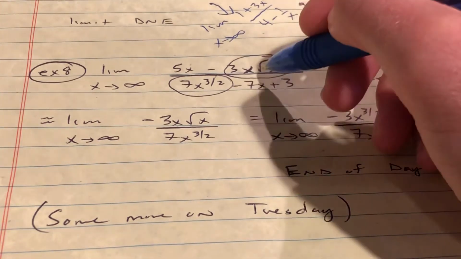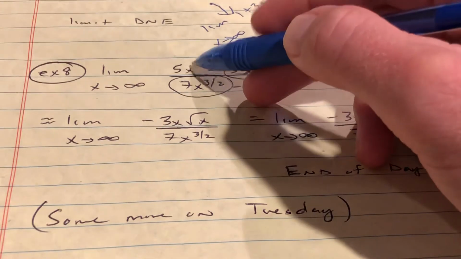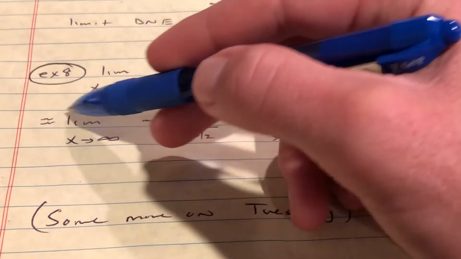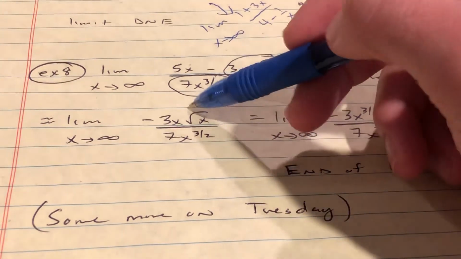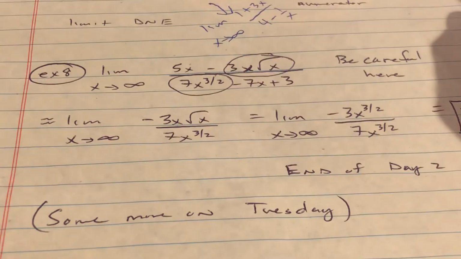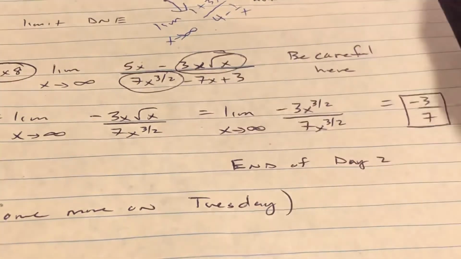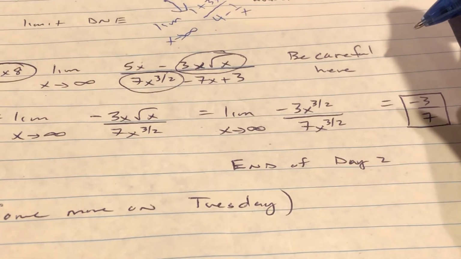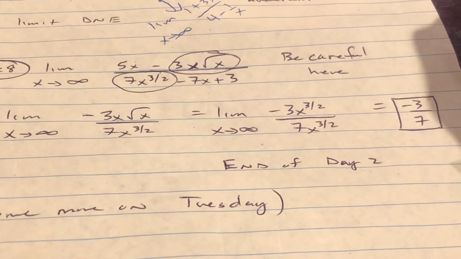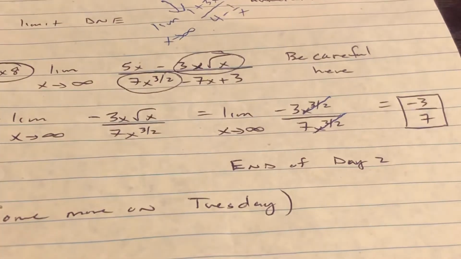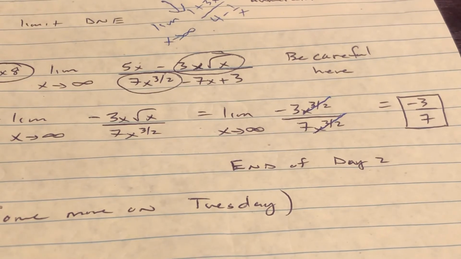So this has to be a higher power. X times root x has got to be a higher power than x to the first. So again, this is essentially the limit as x goes to infinity of negative 3x root x over 7x to the 3 over 2. X times root x times x to the 1/2 is x to the 3 over 2. Now the highest power in the numerator and denominator is the same, so the limit is equal to negative 3 over 7.